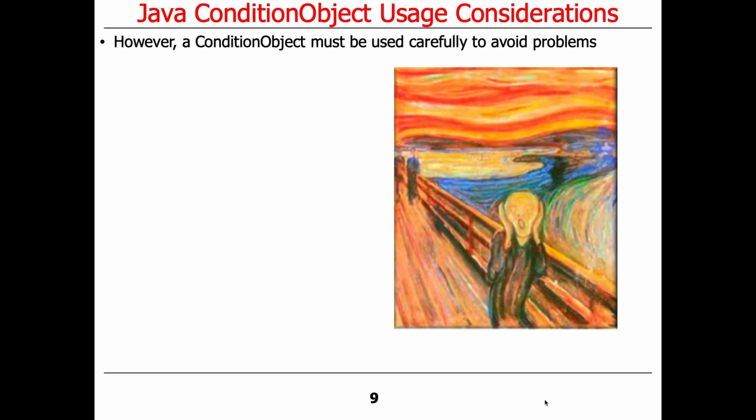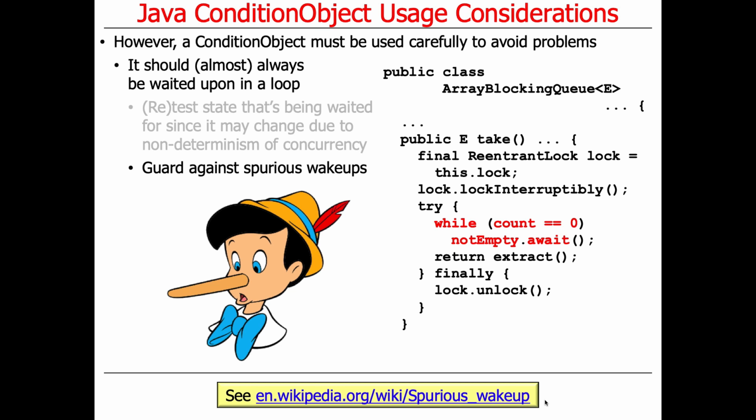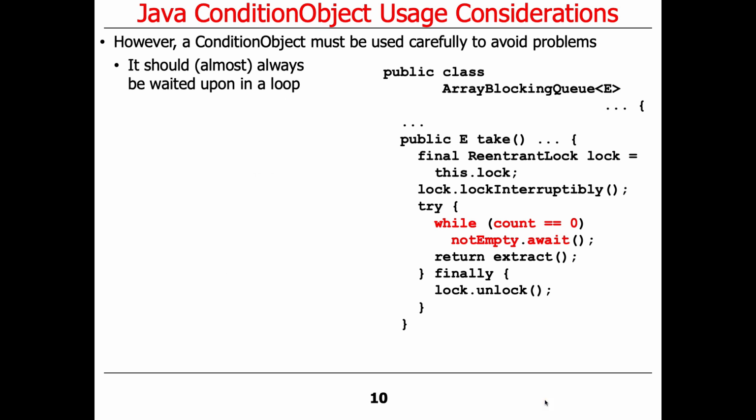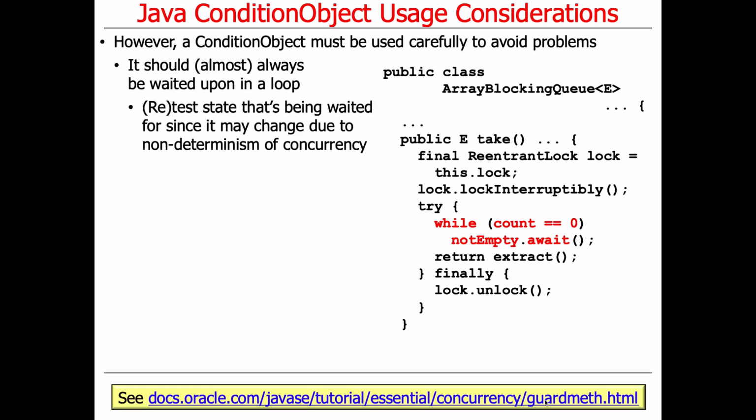You have to be careful, however, when you use a condition object. You should almost always wait for it in a loop. There are some exceptions to this, but it's almost always the case that you want to have a loop as opposed to an if statement. And the reason for this is that due to the non-determinism of concurrency, by the time you return from a wait and reacquire the lock, the resource you were signaled about may no longer be available, so you have to go back and wait again.